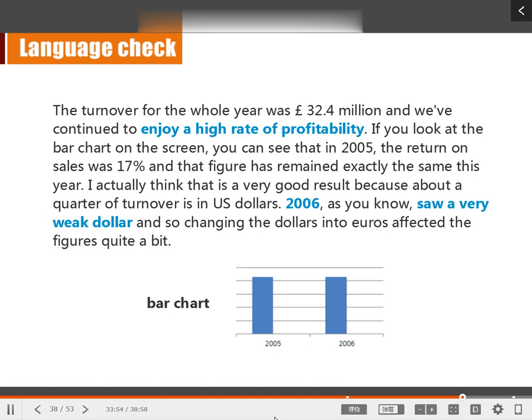If you look at the bar chart on the screen, you can see that in 2005, the return on sales was 17%, and that figure has remained exactly the same this year. 那么我们同样也可以设想，这个 presenter 所用到的这个 bar chart 跟我们屏幕上所显示的这个 bar chart 有相似之处。用数据说明了具体的细节信息之后呢，再来表达他个人的观点。I actually think that's a very good result because about a quarter of turnover is in US dollars. 2006, as you know, saw a very weak dollar. 好，2006年美元是比较的疲软。像这样的句型，2006 saw a very weak dollar or witnesses a very weak dollar，在我们这种商务类文章当中是经常见的。我们通常呢会用这样的句型来表明，这一年发生了什么。Okay, so much for this part.